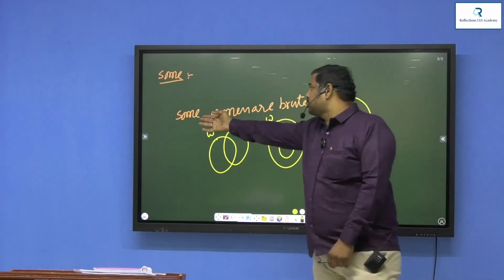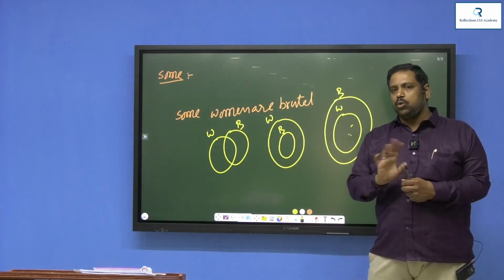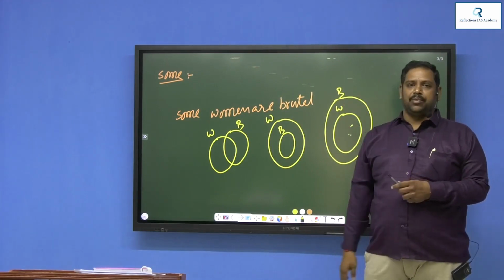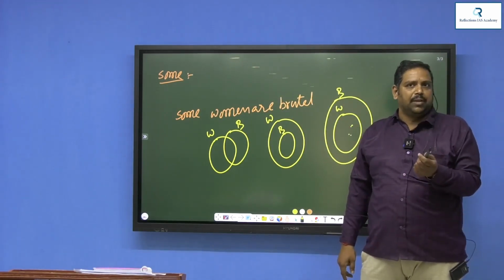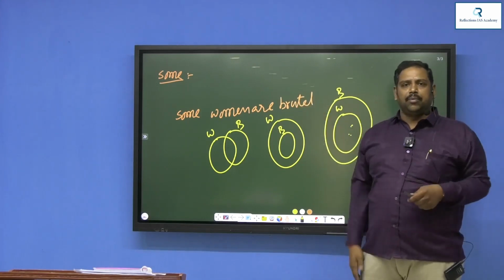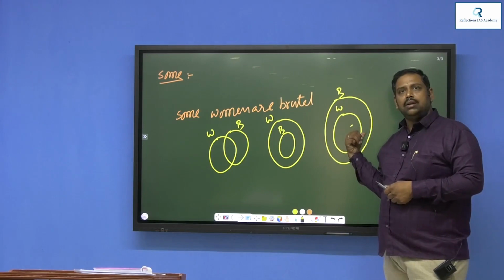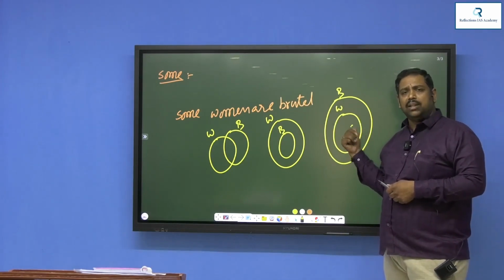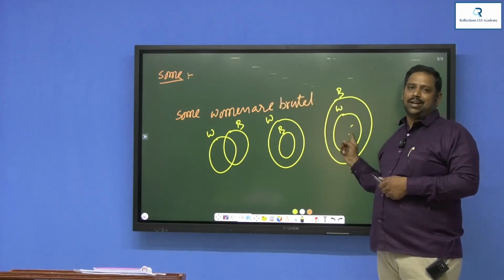Okay. What is the controversial of some women are brutal? No women are brutal. What is the controversial of some? No. Negation we will say mathematically. No women is brutal. Okay. Does this satisfy no women is brutal? Will it satisfy? No. Now tell me, is the controversial correct or wrong? Wrong. Means the original is correct.